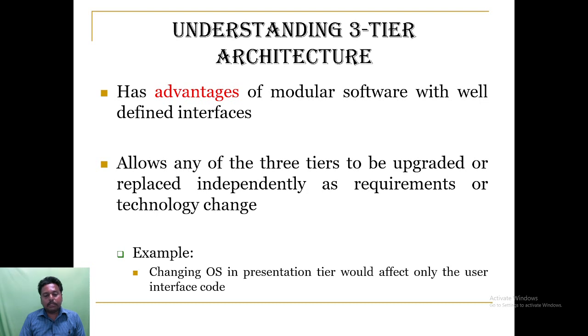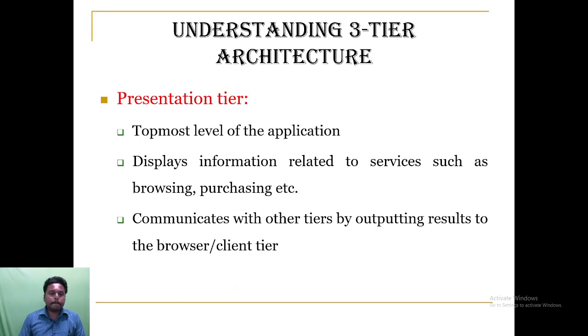What's the example? Changing the OS in the presentation tier would affect the user interface code. That is what I am telling. We are using Windows 10, but the server PC is Windows 7. Or we are using Windows 9 or Windows 12 or Windows 10 in our server PC, but we are having only Windows 7 or some other operating systems. It will not merge through the communication between client as well as servers. Both upgraded versions only communicate between the client as well as the server.